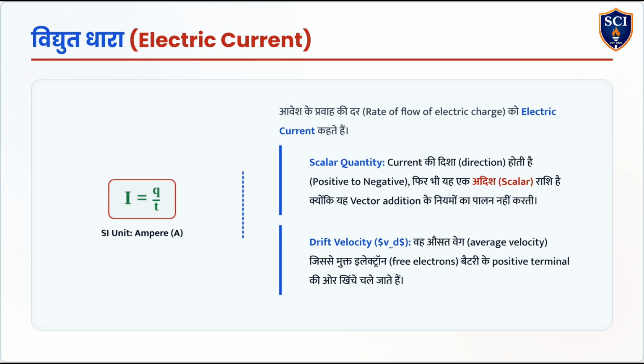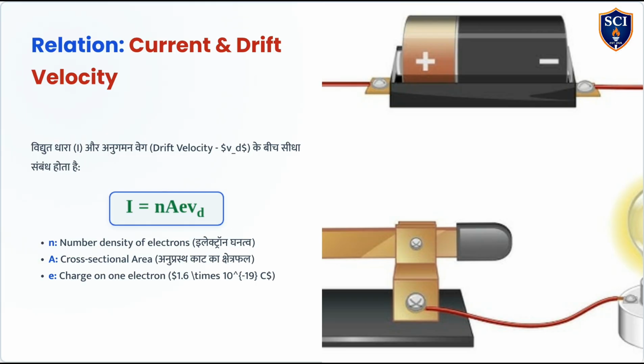Although it has a direction from positive to negative, it is a scalar quantity, as it doesn't follow the rules of vector addition. The relation between current and drift velocity is given by I equals n A v_d e. Here, n is the number density of electrons, A is the cross-sectional area, and e is the charge on one electron.